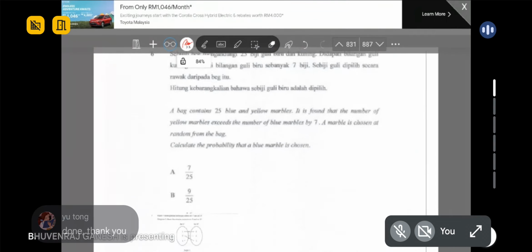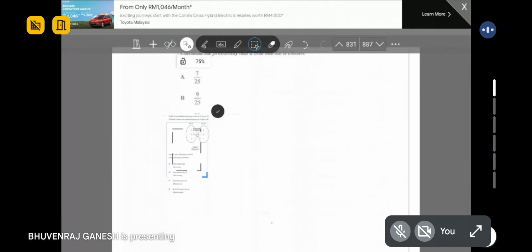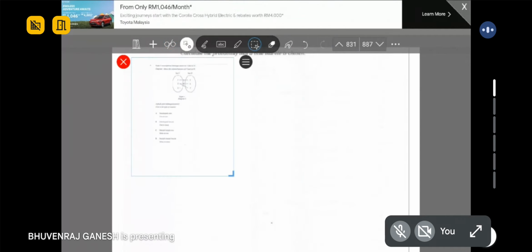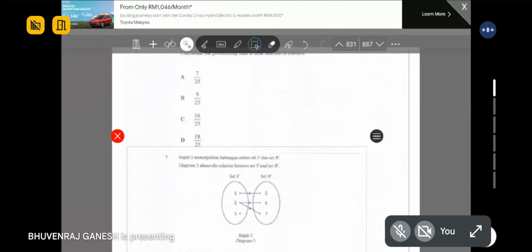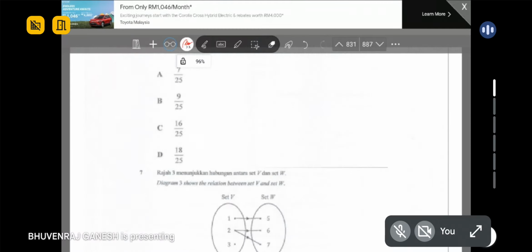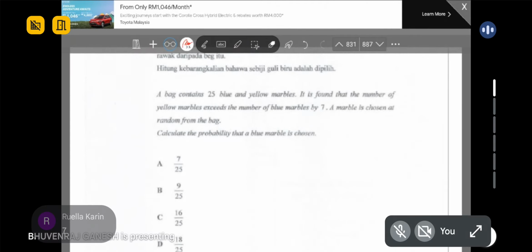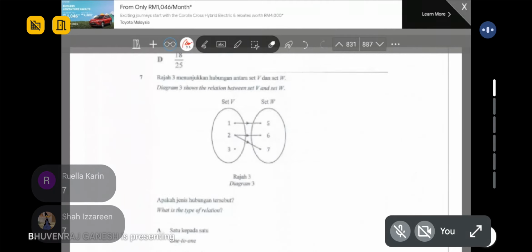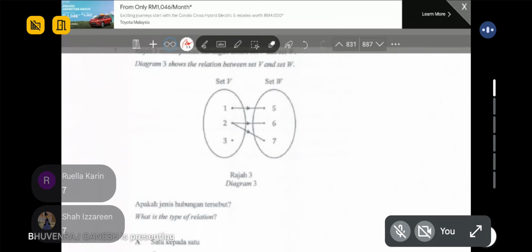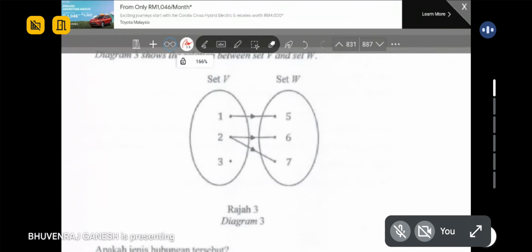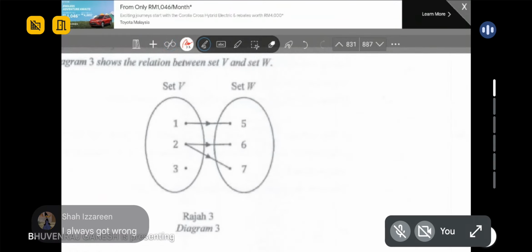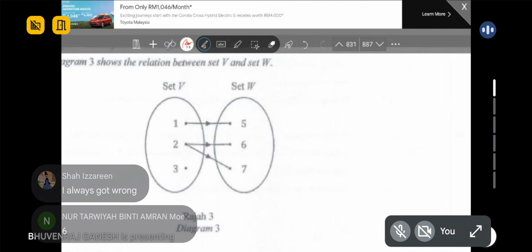Okay, so now question 6, question 7. Any one of you got questions to ask? 6, 7. Anything? 6 is probability, 7 is function. Ada apa-apa? If nothing, you guys just tell me none lah. Okay, 7 only. Okay, so for 7, what is the type of relation? Okay, this one actually you guys study admaths. For those study admaths, kamu tahu lah.